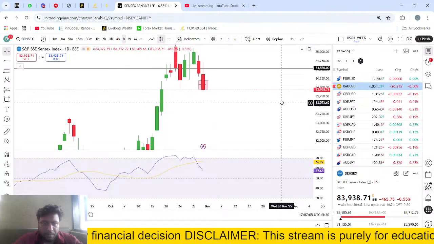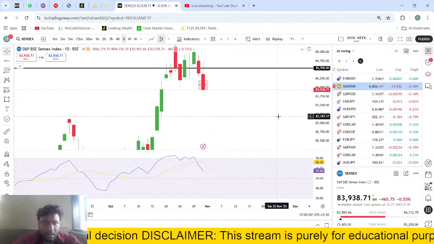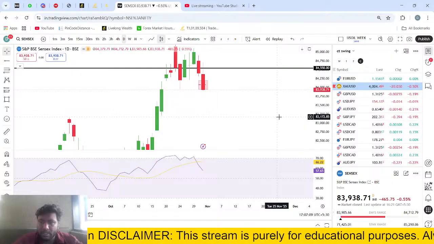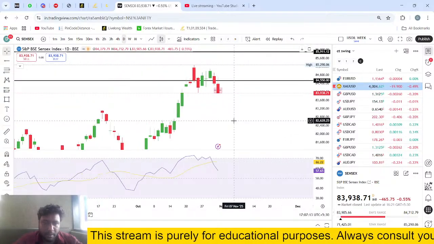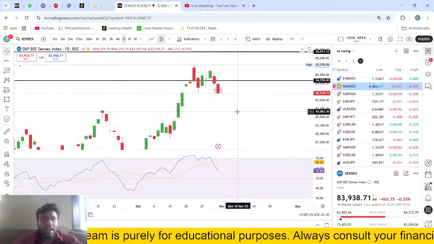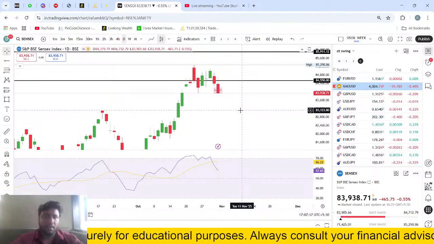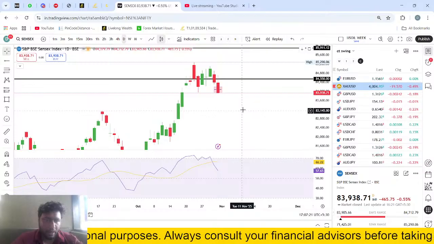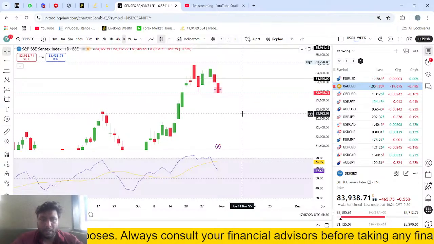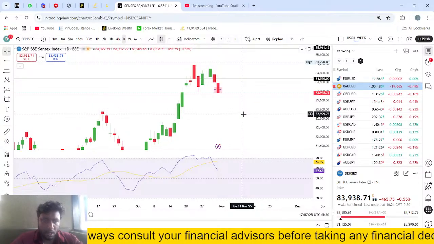So at the next level, we can expect a move up to the 80 to 200 levels, where it can take support and reverse back. But this can only be validated with respect to the volume in the market. So whatever volume brings down the downtrend, we can validate this particular move to the downside.